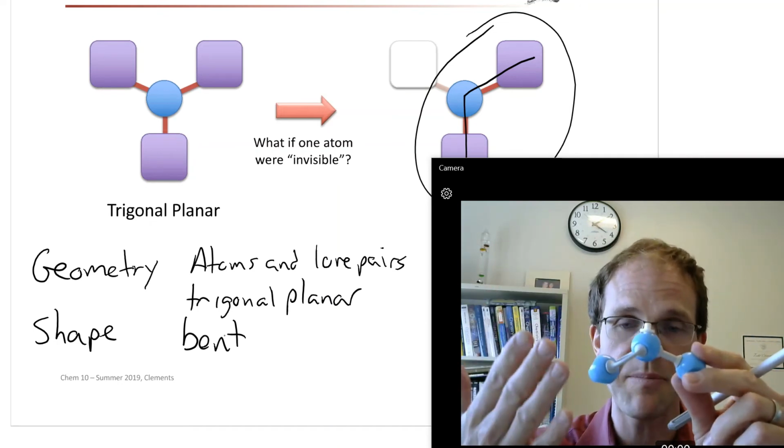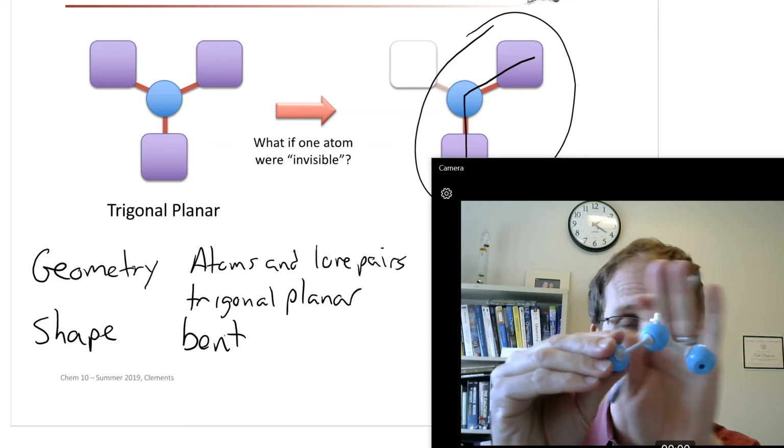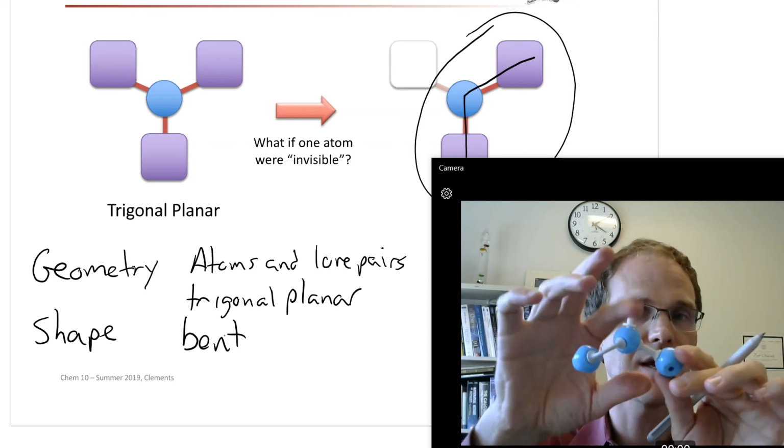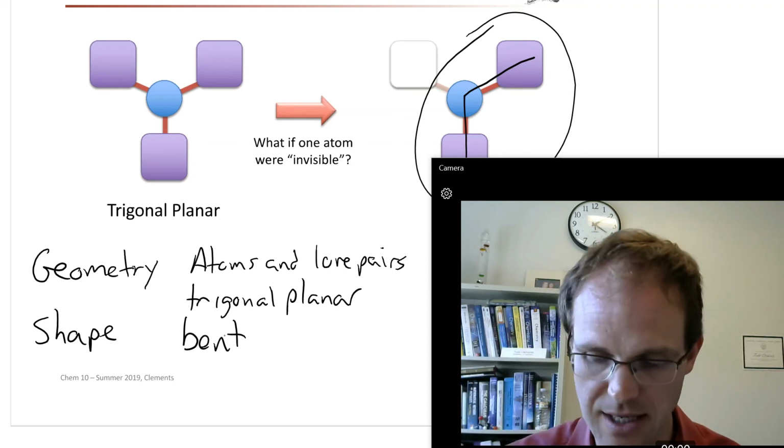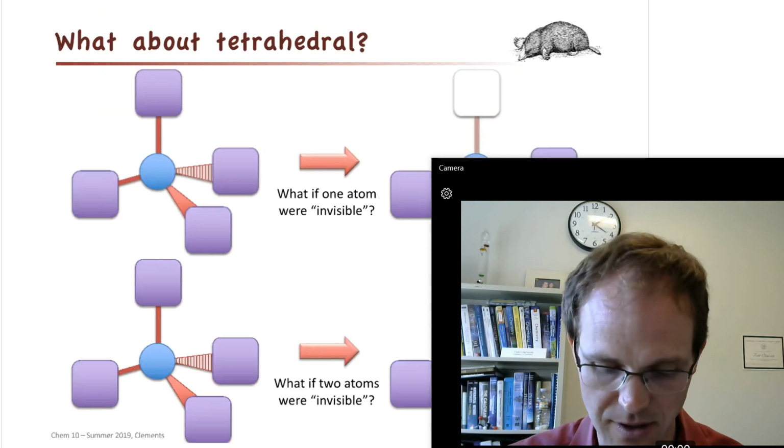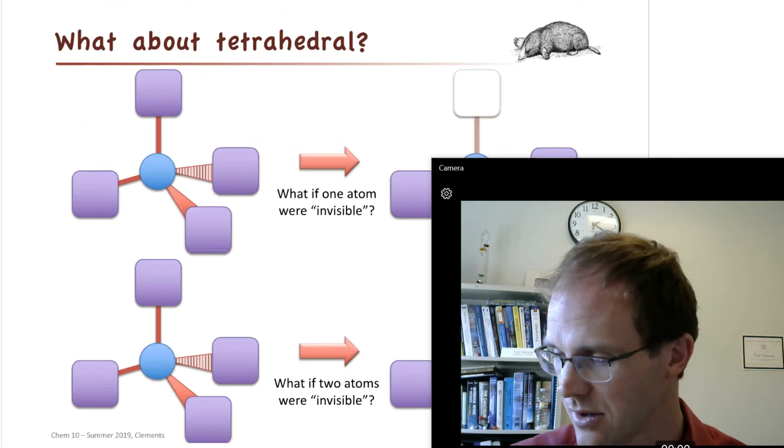Shape comes after you consider geometry. You have to do geometry first. But then if you can't see one of them, what does it look like? And in this case, it looks bent. Okay, one more. What about our tetrahedron?